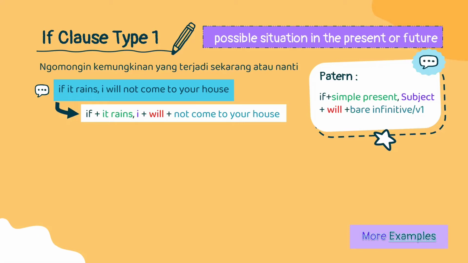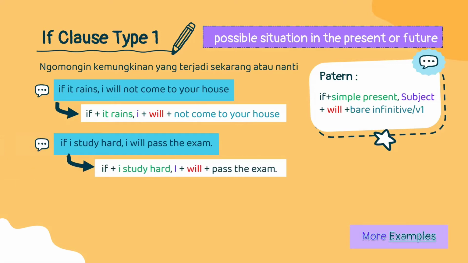If is if. It rains is simple present. I is subject plus will is will plus not come to your house is bare infinitive plus verb 1. If I study hard, I will pass the exam. If is if, I study hard is simple present, I is subject, will is will, pass the exam is bare infinitive, verb 1.